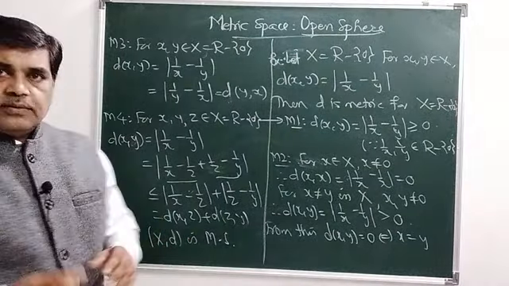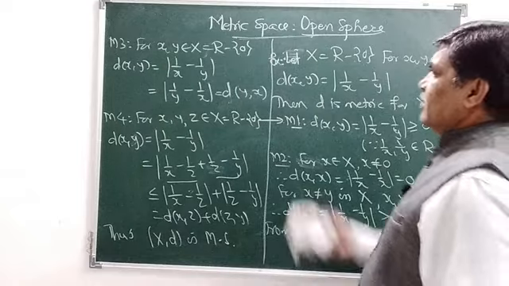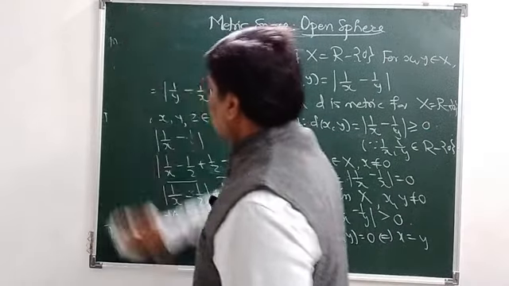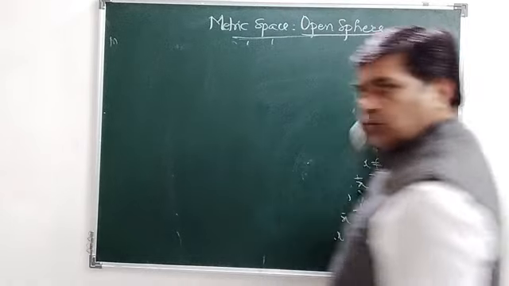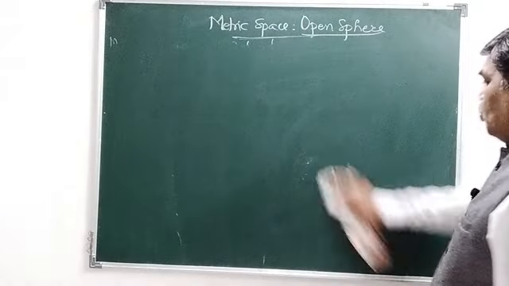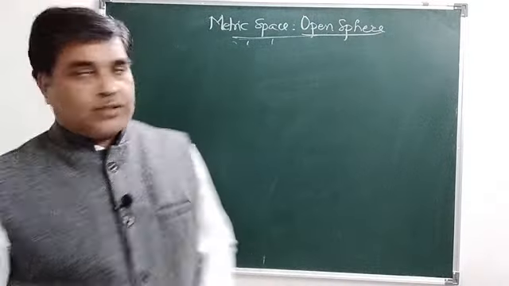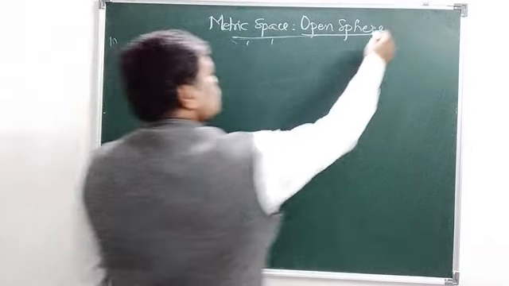Is it clear? Somebody had a problem with this, so that's why I explained this example, and it is also a revision of all the examples of metrics. Now our aim is to define the open sphere. Next we will define the closed sphere.